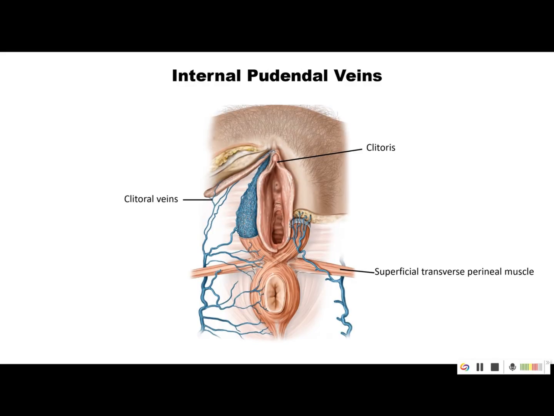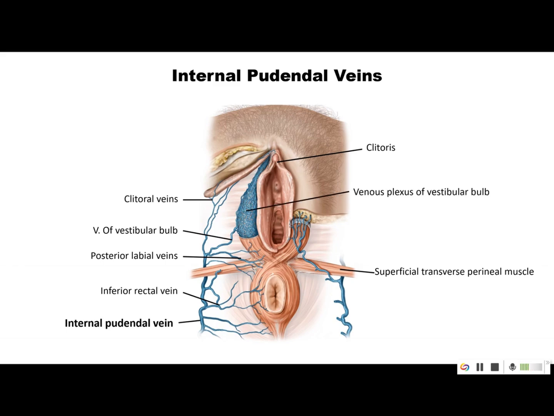The clitoral vein, vestibular bulb vein, and the labial vein in the urogenital triangle, and the inferior rectal vein in the anal triangle are tributaries of the internal pudendal veins. Venous engorgement in the plexus of the vestibular bulb during the excitement phase of the sexual response causes an increase in the size and the consistency of the clitoris and the vestibular bulb of the vagina.